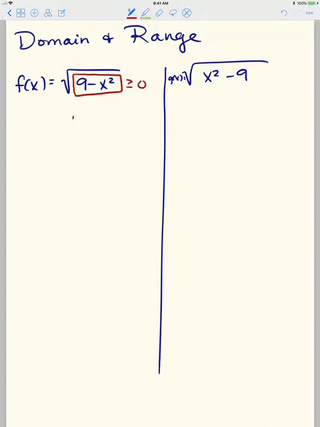So we're going to set that quantity greater than or equal to 0. When we solve that for x, we get that x squared is less than or equal to 9, and that means all squares of numbers that will be less than or equal to 9. With the square root of 9 you get plus and minus 3, but we need x to stay in between negative 3 and 3 in order to work for this function.